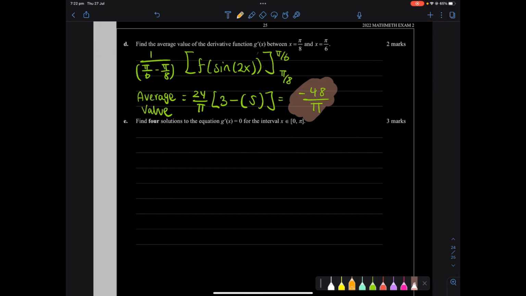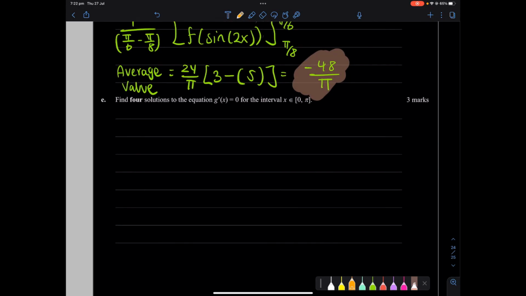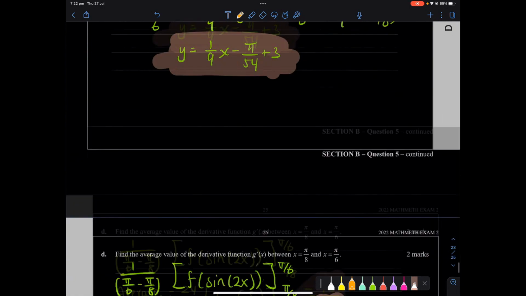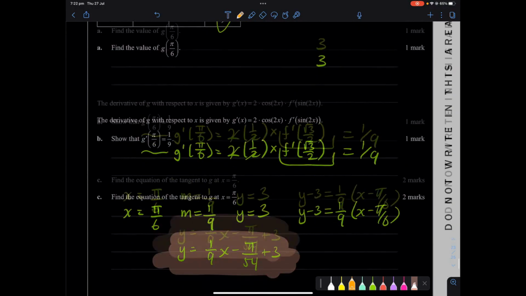So now we're gonna do question 4, question E. Find 4 solutions to the equation g of x equals 0 for the interval from this to that. What's g dash of x? It's 2 cos 2x times f dash of sine 2x. We want to let it equal to 0.